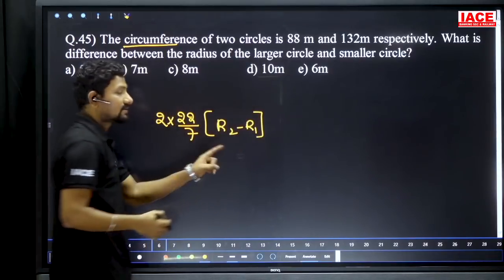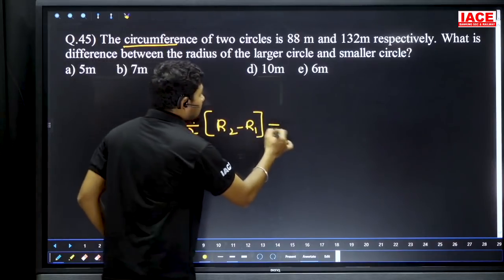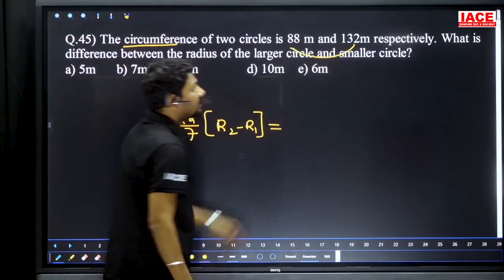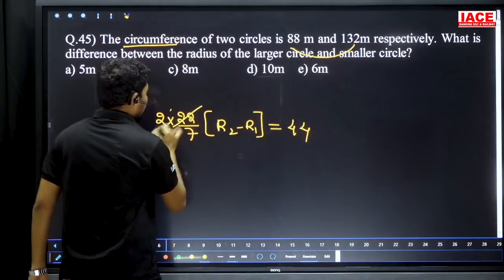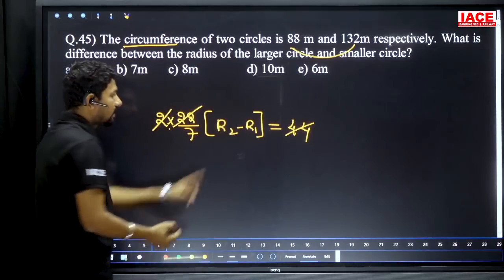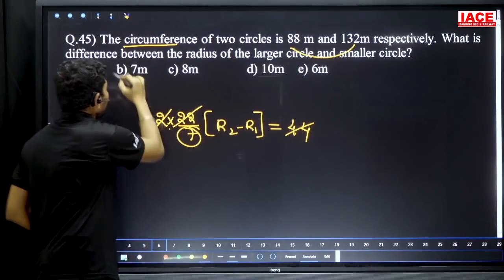Difference between radius, 2 pi r, 2 pi r. Pi value is 22 by 7, which is equal to the difference of 88 and 132. It is 132 minus 88, which is equal to 44. And 22 and 2 cancel, 44 cancels. R2 minus R1 is equal to, the 7 will be multiplied here. The answer is only 7. Option B.